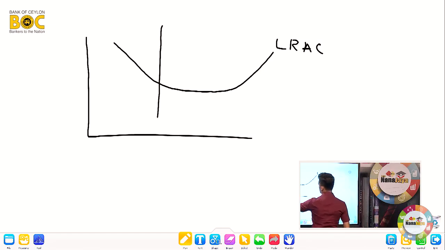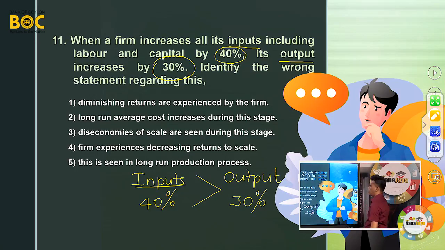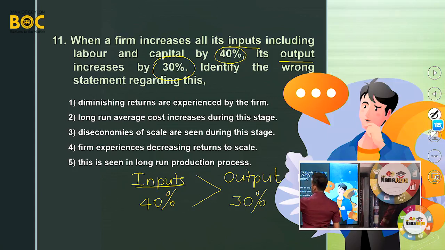So when there are increasing returns to scale, long run average cost decreases. When there are constant returns to scale, long run average cost remains constant. And when there are decreasing returns to scale, the long run average cost gradually goes up. So the second answer, long run average cost increases during this stage, is correct. But we are supposed to identify the wrong statement. The first statement is wrong, we identified it, but we will see the others as well. Third, diseconomies of scale are seen during this stage. Yes, we discussed in a previous question that during this stage there are diseconomies of scale. Firm experiences decreasing returns to scale, exactly yes, because percentage change in the output is less than the percentage change in the inputs. This is seen in the long run production process, is also yes.